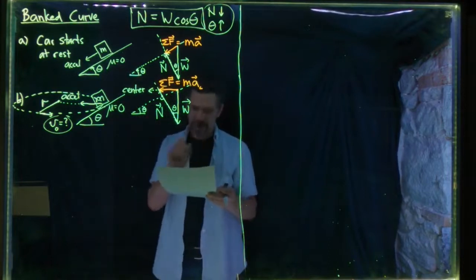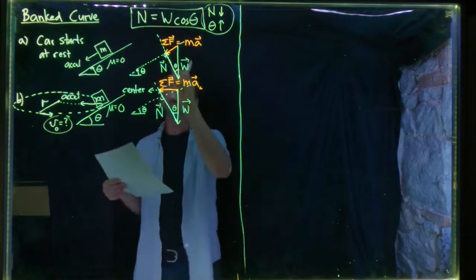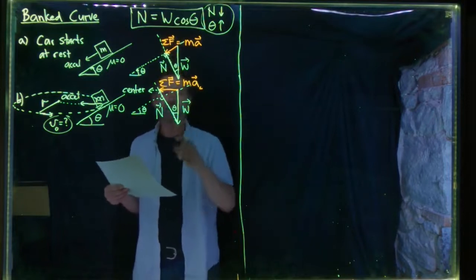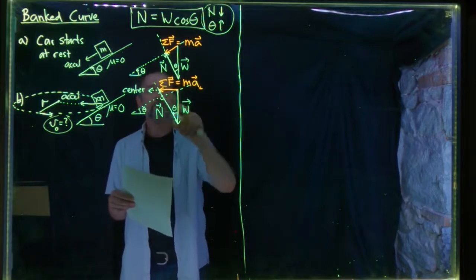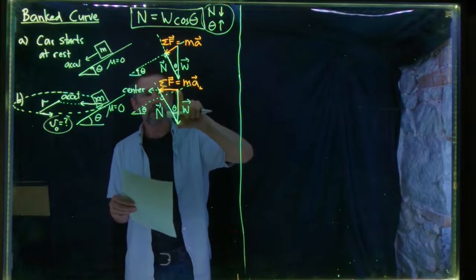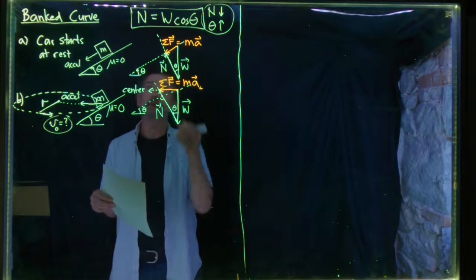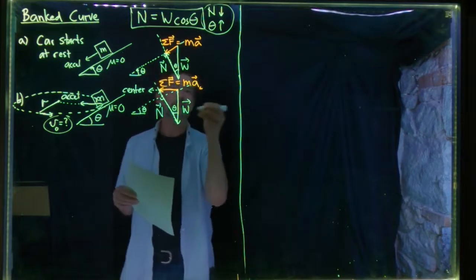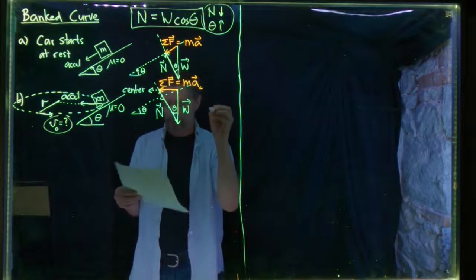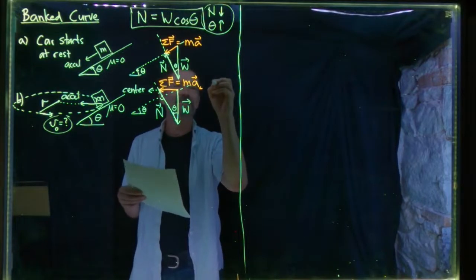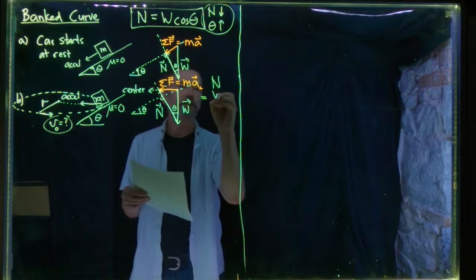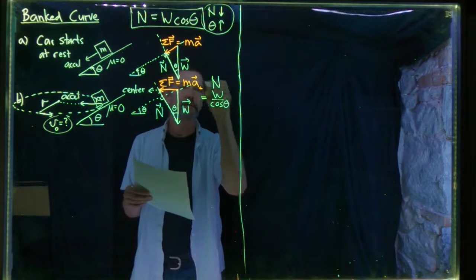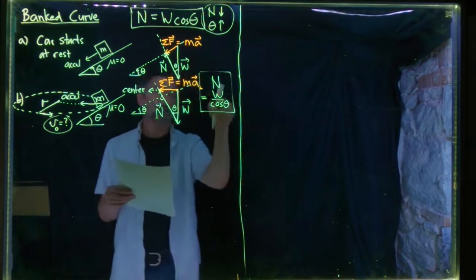Now we have, instead of the normal equal weight times cos theta, what is the magnitude of the normal force now? The normal force is now the hypotenuse of the triangle. So we know that the normal times cos theta is equal to the weight. Or the normal is the weight divided by cos theta, not times cos theta. I'll just run out of room here. So the normal is equal to the weight divided by cosine of theta. So that's different than that.